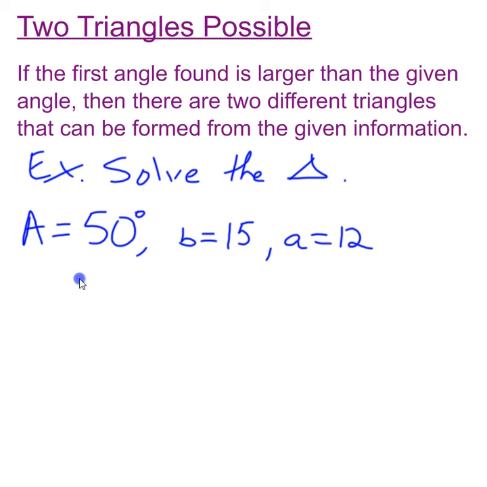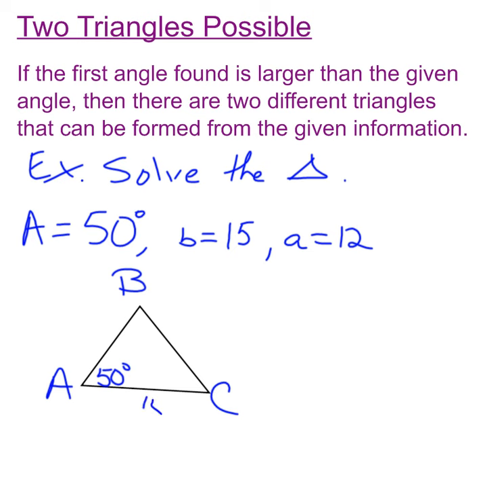Okay. The first thing I'm going to do is draw my little triangle here. So let's draw a triangle, and it can be any triangle you want. We're not sure about the specifications. I want to label this triangle A, B, and C, just to get an idea of where we're going. I'm told that A is 50 degrees, so we'll label that. Little b is 15, so put a 15 down here, and little a is 12, so put him over here.